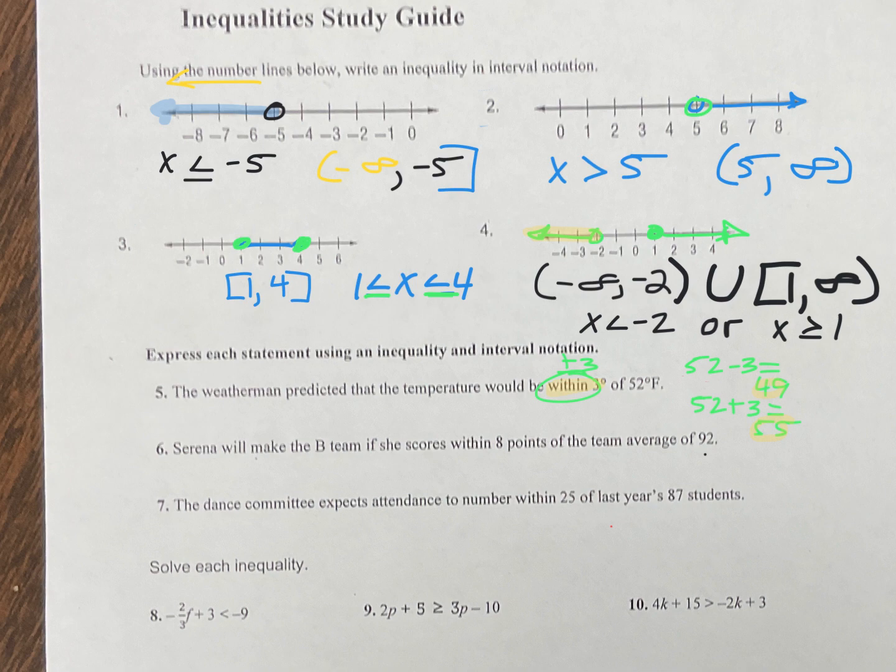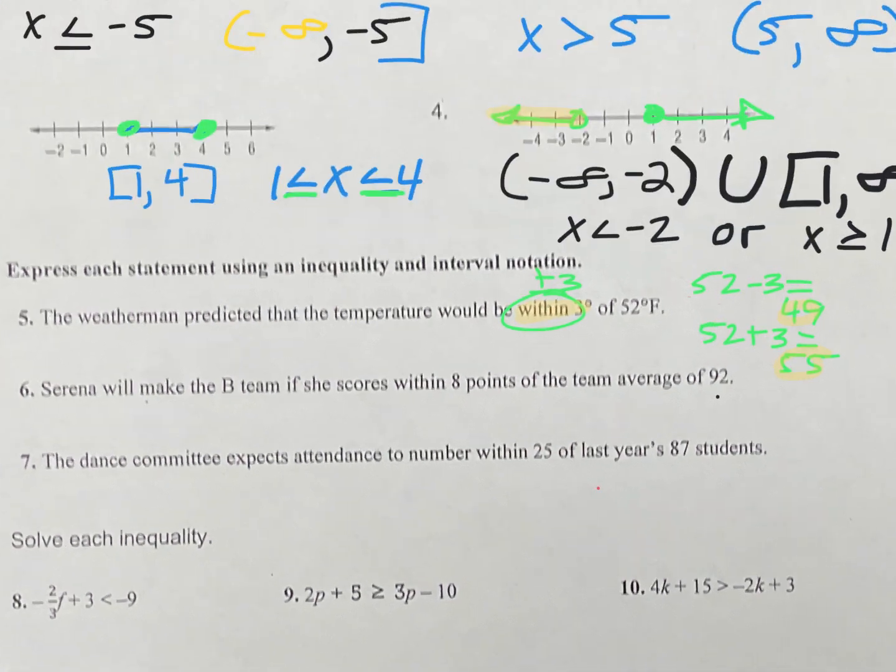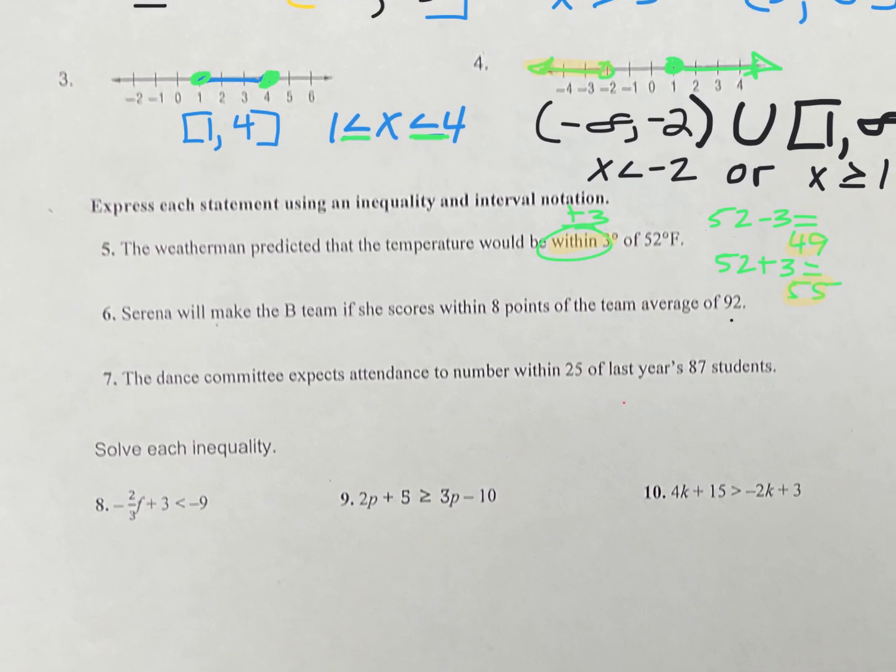Yep. All right. So if the weatherman predicts that it'll be within 3 of 52 degrees, that means it can be from 49 to 55. So the inequality will literally be the temperature. I'm just going to say X, I'm going to be boring, can be greater than or equal to 49 and less than or equal to 55. So it's going to be between those two temperatures.